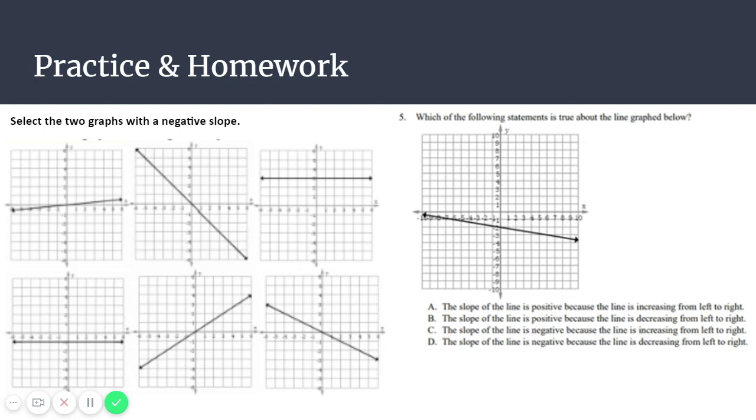Please look at the following 2 questions. These are your practice and homework questions. We ask that you please look at question number 1 where it says select the 2 graphs that have a negative slope and indicate your answers. And for number 5, it says which of the following statements is true about the line graphed below. Please mark your answers in your notebook and we will go over them at the top of tomorrow's session.